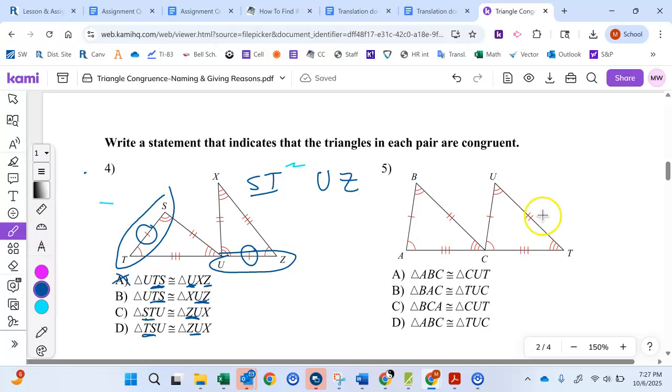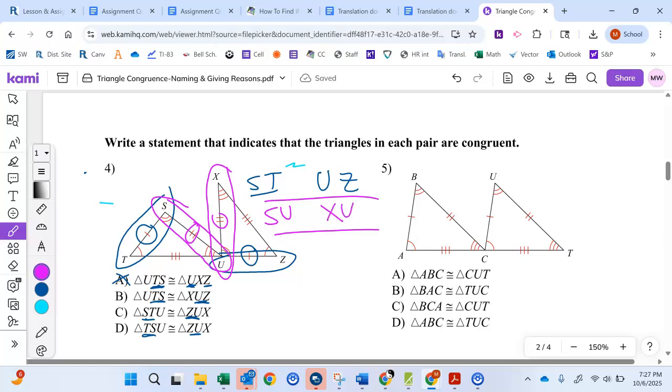So what's the difference? Okay, well, the next thing is now let's pick another side. So another side we can pick is one that has two right here. Okay, so that's going to be SU, should be the same place as XU. So I'm going to write them down. So SU, XU, okay? So we already eliminated this one. So this is going to be what? US is going to be the first and the third.